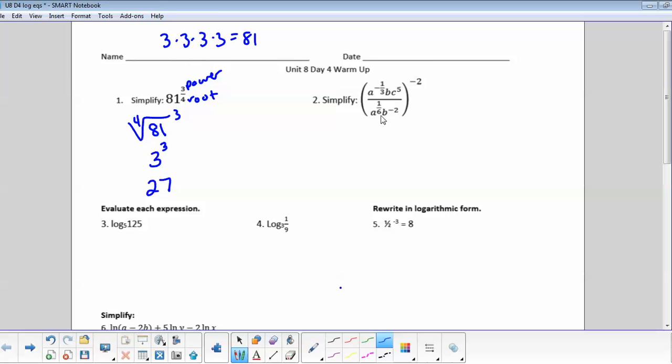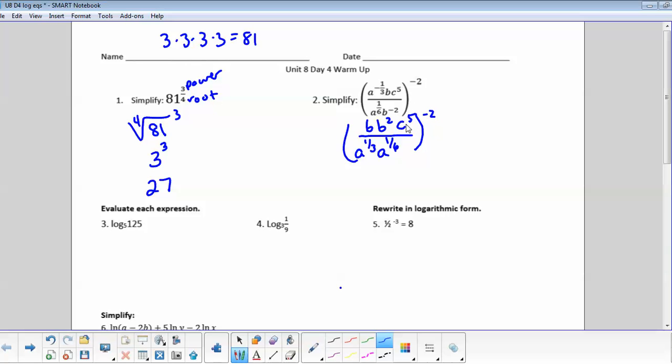In problem 2, we have to simplify inside the parentheses, and you also have an exponent outside the parentheses. And I think it's easiest if you simplify inside first. So you're going to take anything that has a negative exponent and you're going to move it to the other part of the fraction. So in this case, I would have a to the 1/3, and that would move to the denominator because it was negative. Moving it to the denominator makes it positive. And I have a to the 1/6. I have a b up here. This b to the -2 is going to move up here and become a b squared. And then the c to the 5, that can stay where it is.